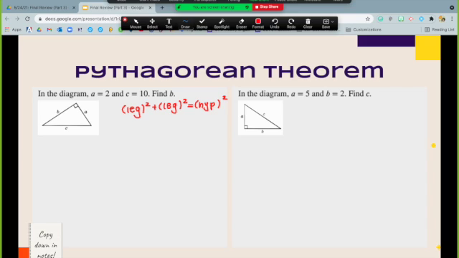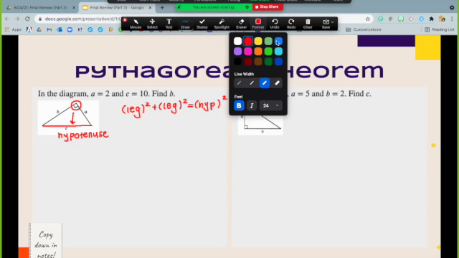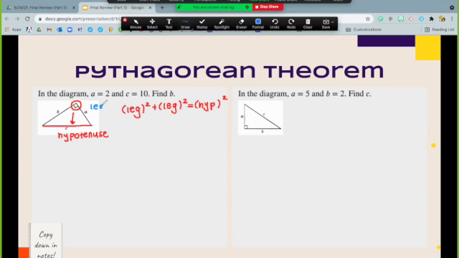Now the first thing you want to do is identify what the hypotenuse is. The hypotenuse is always going to be the side that's opposite of the right angle. If you can see here, these two sides are creating the right angle. The only side that isn't is the opposite side, which is the hypotenuse. So we call C here the hypotenuse. Since C is our hypotenuse, that means that A is our leg and B is going to be our other leg.